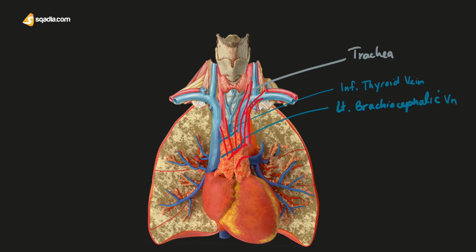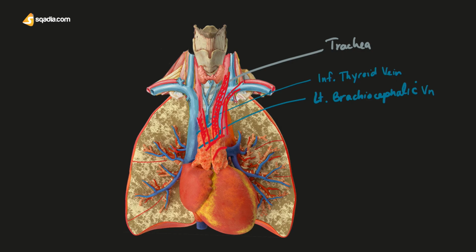So let's label them now. I'm just coloring this for your understanding. And the right subclavian artery is past the trachea. So what we're concerned with right now are the right brachiocephalic artery and the left common carotid artery.